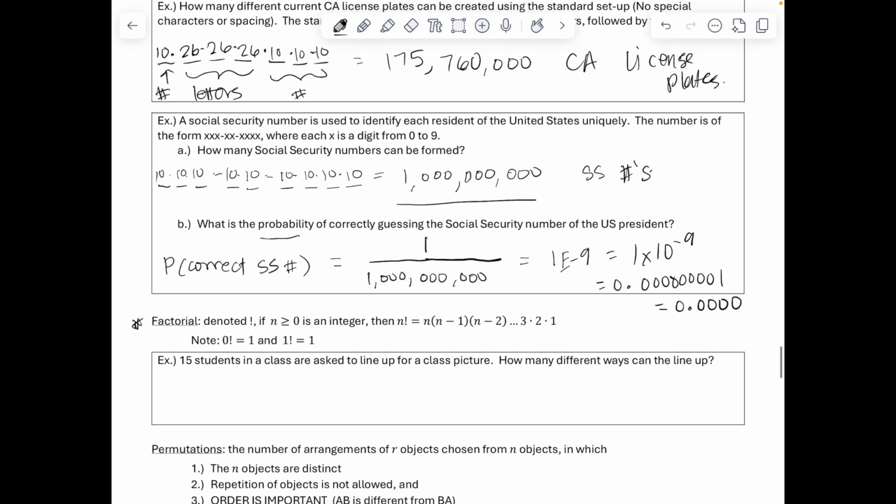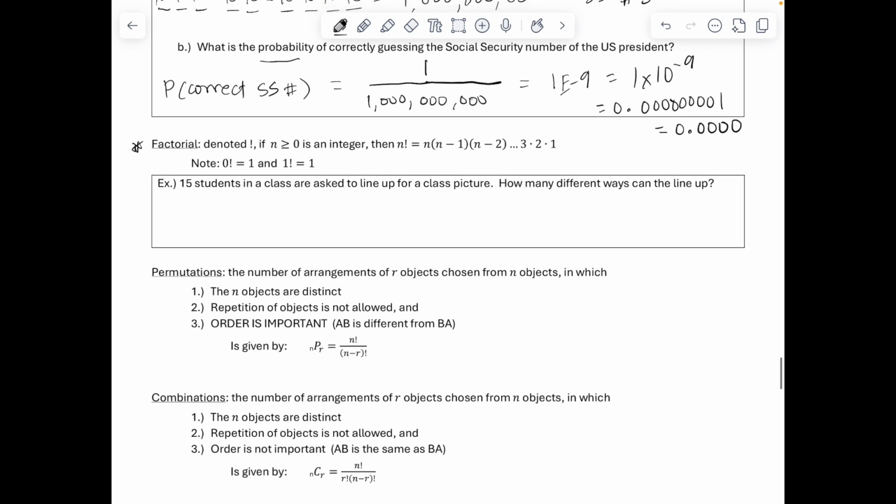The next thing that we have is called a factorial. This is denoted with an exclamation mark. This says if n is greater than or equal to 0 and is an integer, then n factorial is n times n minus 1 times n minus 2, all the way down to 3, 2, 1. Note 0 factorial is 1 and 1 factorial is also 1.